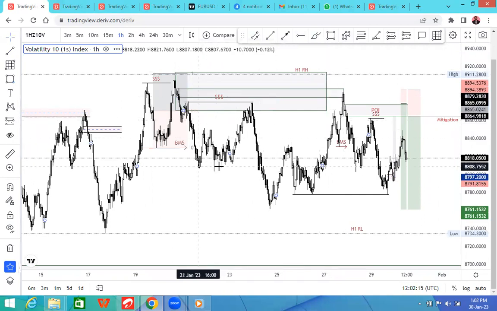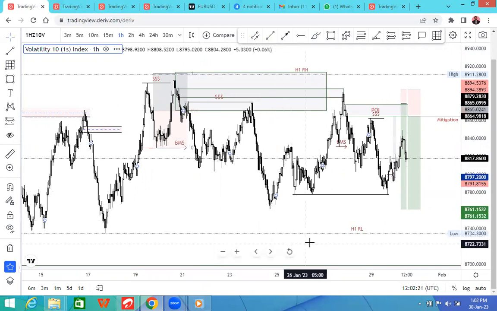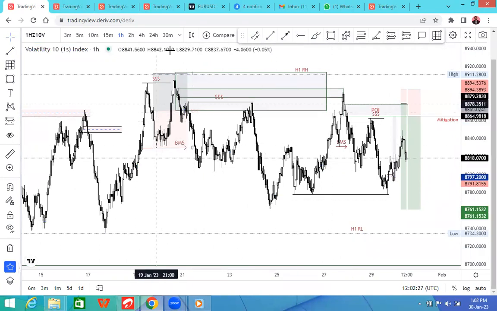Then what did price do? Price traded back into the 50% and went down. Price is supposed to come and break this range low. Price didn't break the range low. Are you following now? What did price do? Let me remove this now.